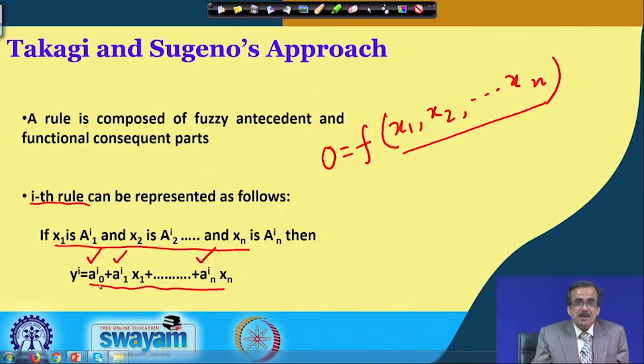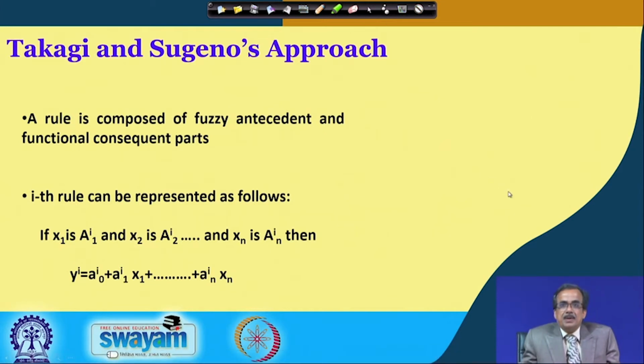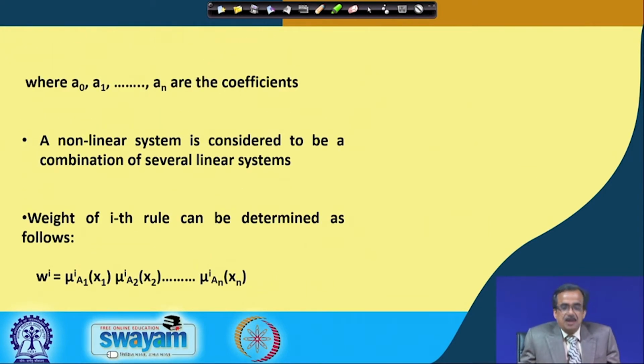Now, you can see this output as a linear function of the input parameters, and that is why this approach can be termed as nonlinear. For a nonlinear system, we try to approximate by a number of linear systems. So, this is nothing but the nonlinear system's representation as a combination of several linear systems.